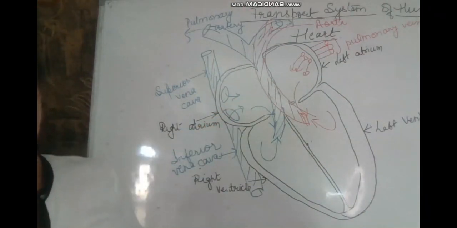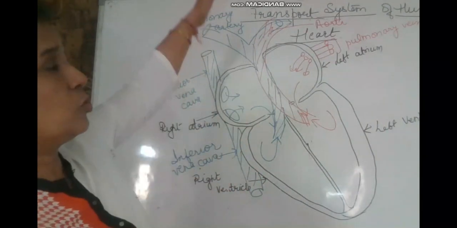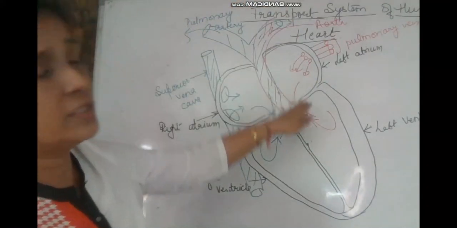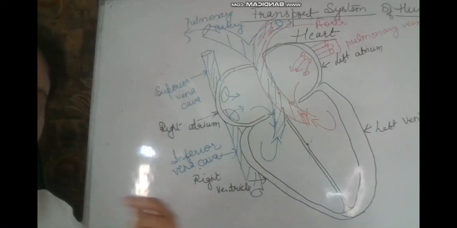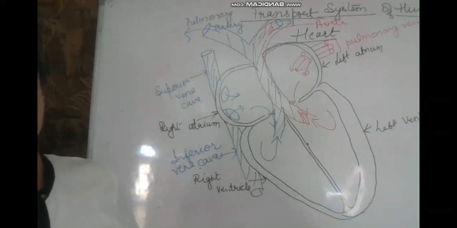Aorta, oxygenated blood. You can see the blood is going to lungs, gets oxygenated, then again coming to the heart. So the same blood is coming to the heart twice. So this is known as double circulation in human.